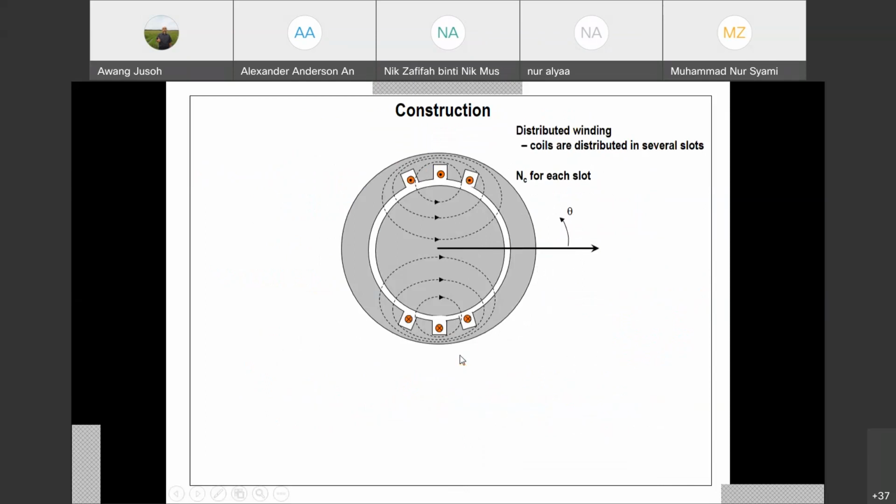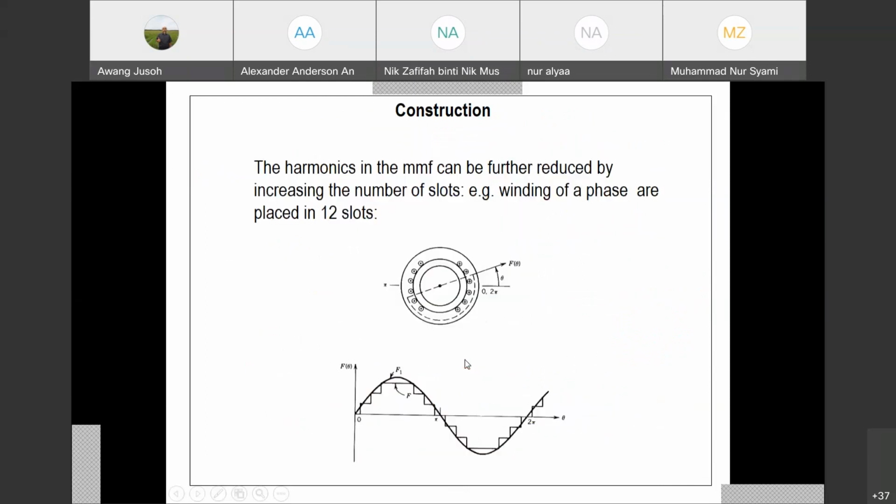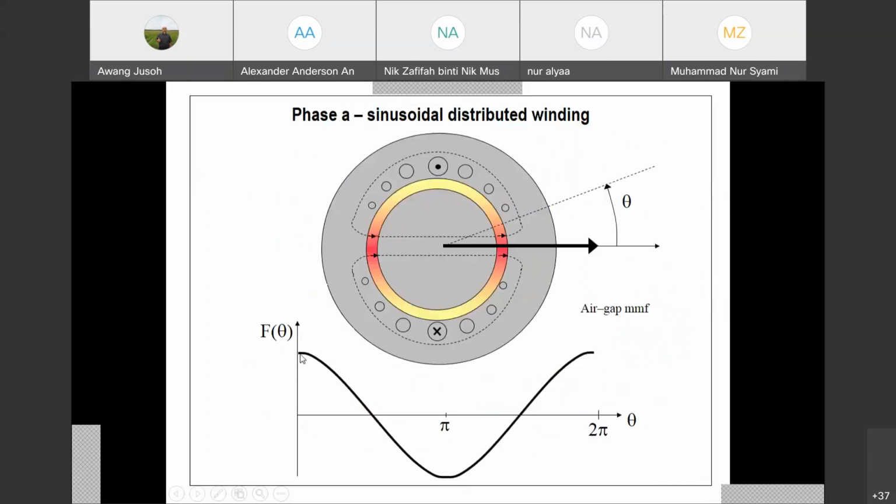Okay, similar here. You can see that if you got 0 theta, you got maxima MMF. So when theta changes, this is the relationship between them. When theta is equal to 90 degrees, you got here, and so on like that.